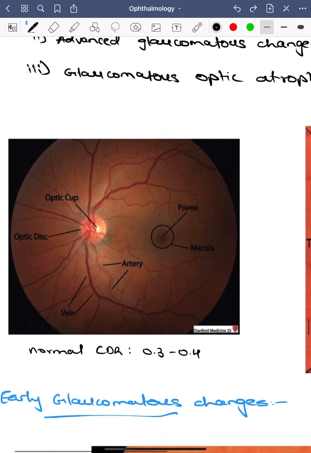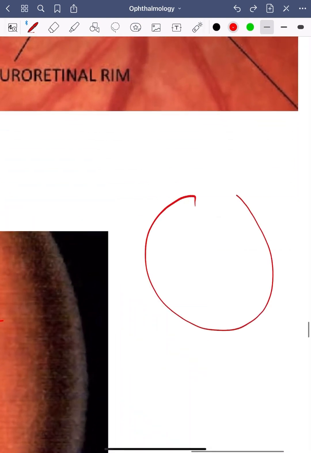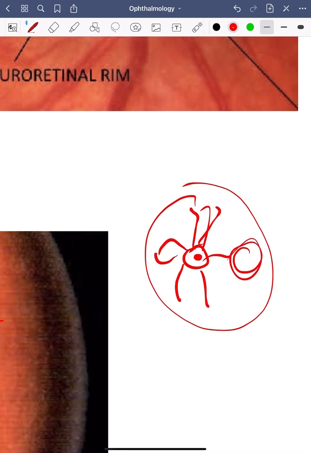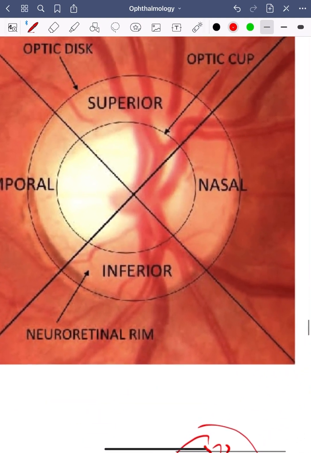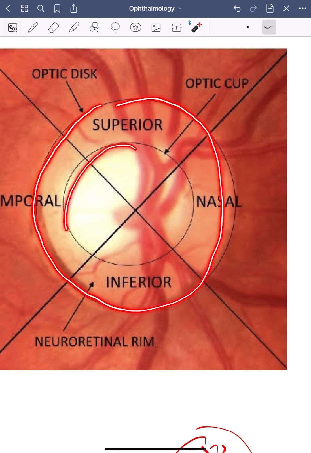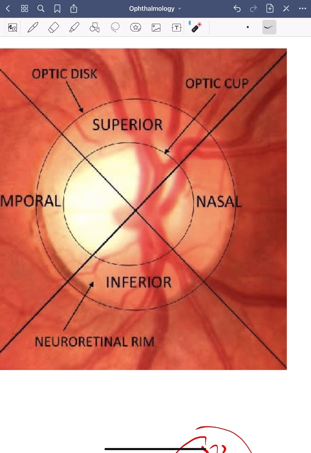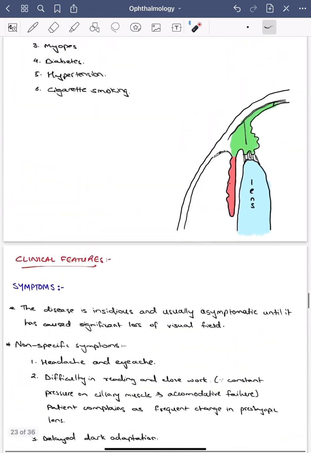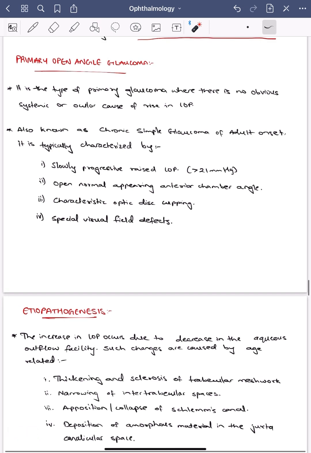So again, let us just draw. What do we see? We see an optic disc, an optic cup, the retinal vessels, the arteries and the veins, and here we have the macula and fovea. If you look into the optic disc, the area between the optic disc and the optic cup is known as the neuroretinal rim. If you look back at the definition of primary open angle glaucoma, there is characteristic optic disc cupping. That is, because of progressive damage to the retina, there is optic cupping.